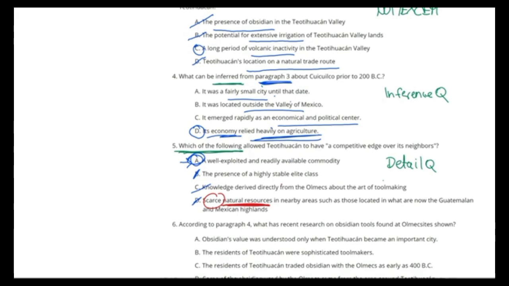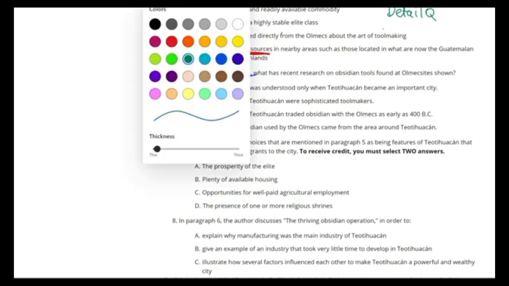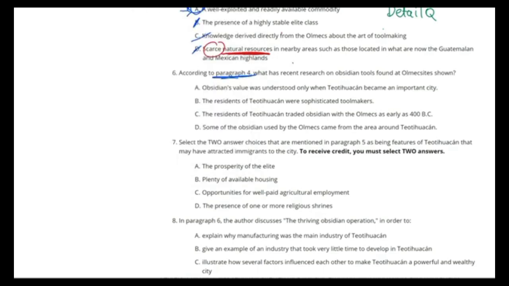Let's go to question number 6. Question number 6 says, according to paragraph 4, what has recent research on obsidian tools found at Olmec sites shown? So here they talk about paragraph 4. This is where we can find the information. And this again, guys, is a detail question. So I'm just writing this down for you. Detail question.